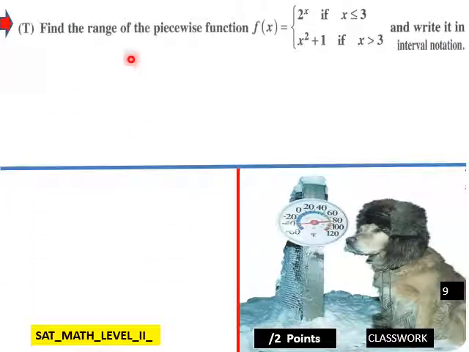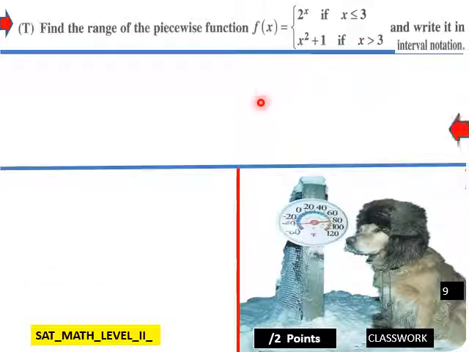So here, find the range of this piecewise function. Find the range. f of x equals 2 to the x for x less than or equal to 3, and then we have x squared plus 1 for x greater than 3, and write it in interval notation. So to find the range of this situation, the range of 2 to the x for x less than or equal to 3 is 0 is less than y is less than or equal to 8. And the range of x squared plus 1 for x greater than 3 is 10 is less than y is less than infinity.